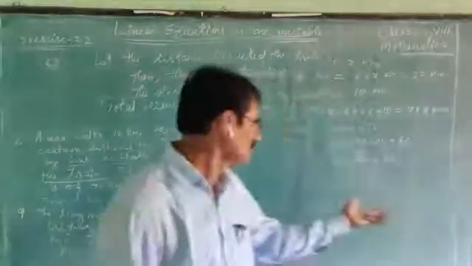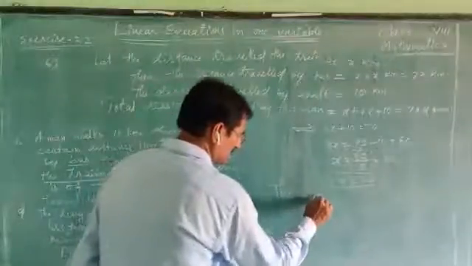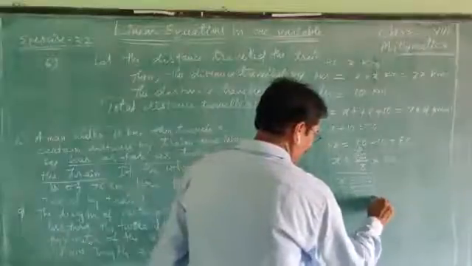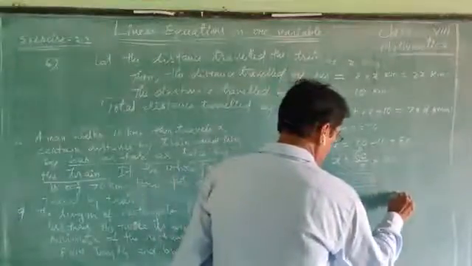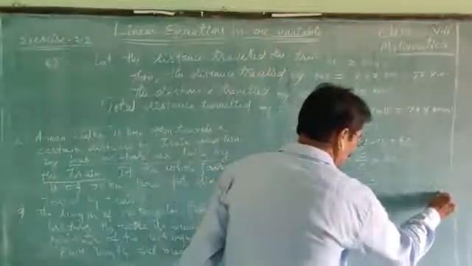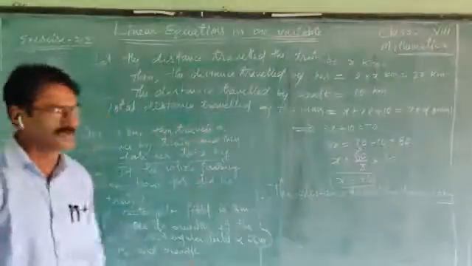So, write the last step. Therefore, the distance by train is equal to 20 kilometers. Do you understand? Let's see that.